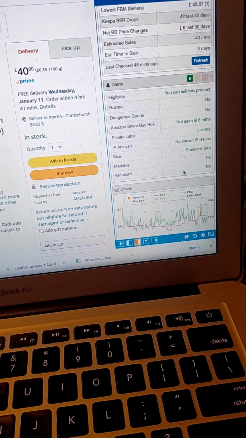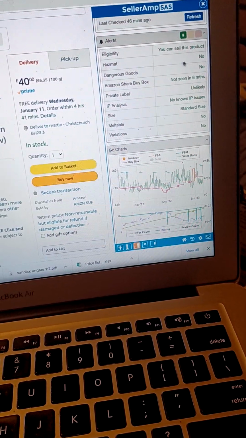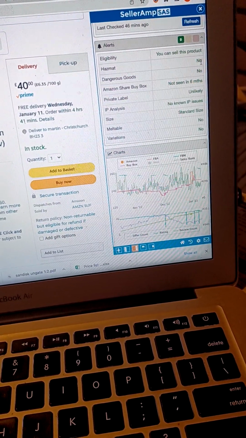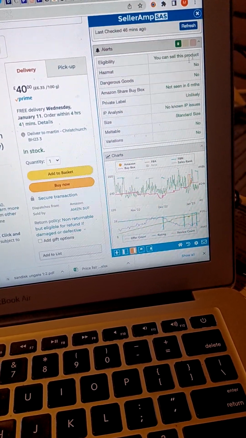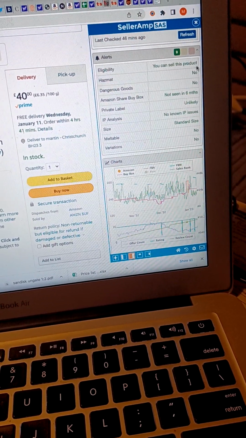Meltable, no. Variations, no. These are all green anyway, so if they're all green, you set your parameters, obviously. Hazardous material, nope. Dangerous goods, no. You can sell hazardous materials and you can sell dangerous goods. As a new seller, it takes time, but you can.